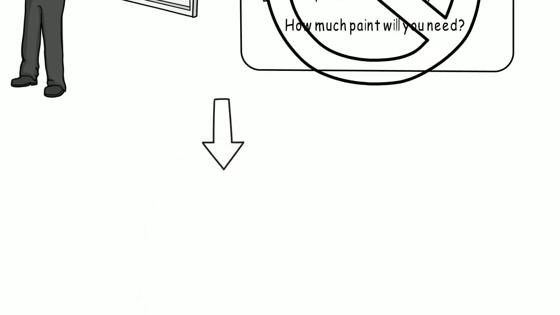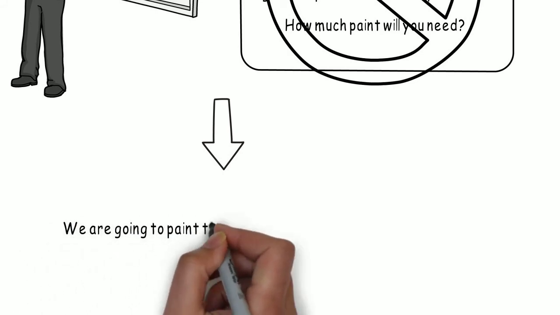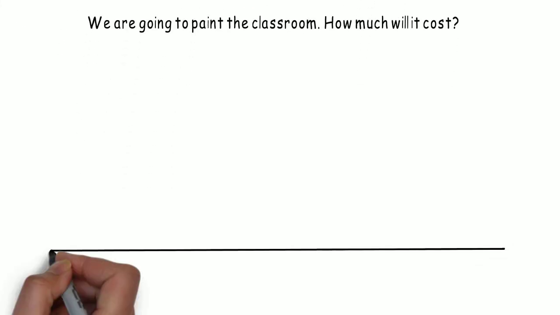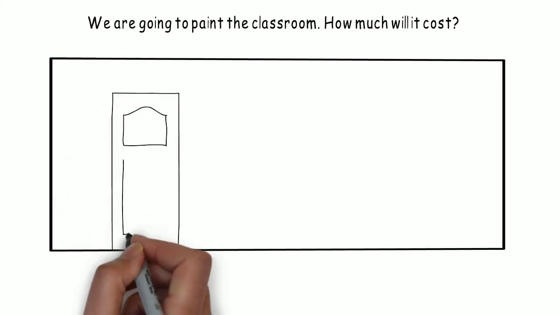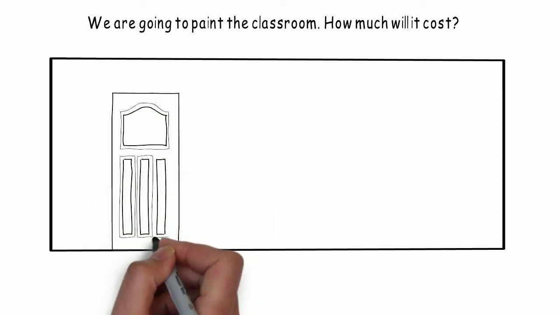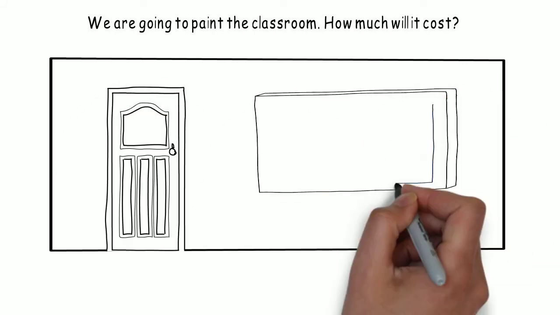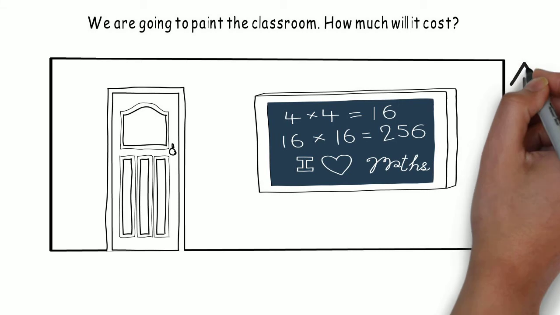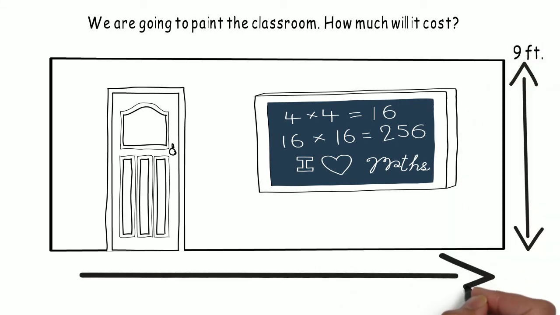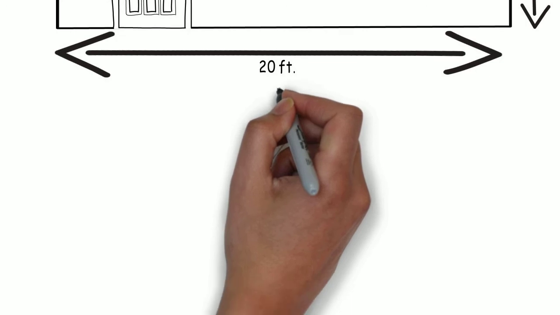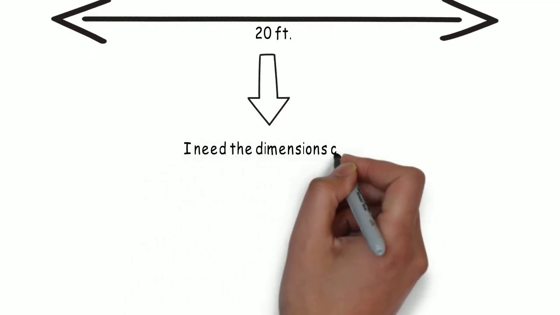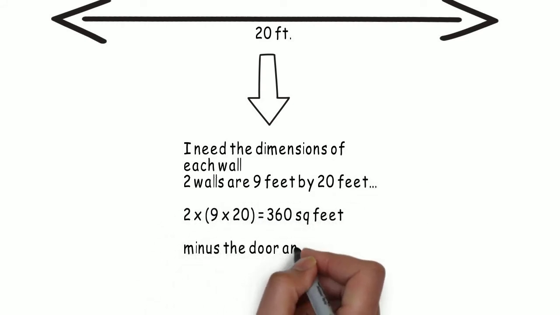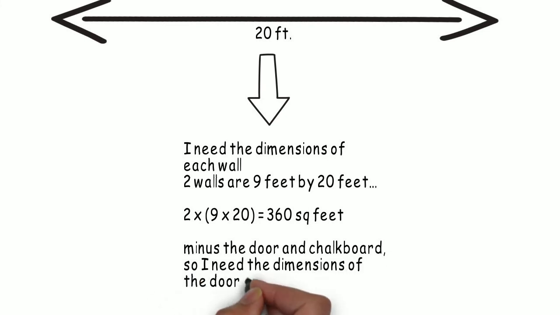Instead, a better way to ask this question would be, we are going to paint the classroom. How much will it cost? When we ask the question this way, the students can now use the classroom as their concrete model. The teacher can have them draw the room and label the appropriate measurements, and from there, go through the stages from concrete to pictorial to computations, abstract, and generalizations for this problem. Students have to decide what information they actually need, and they are given the freedom to create a method that makes sense to them, instead of repeating a rote process that they don't necessarily understand.